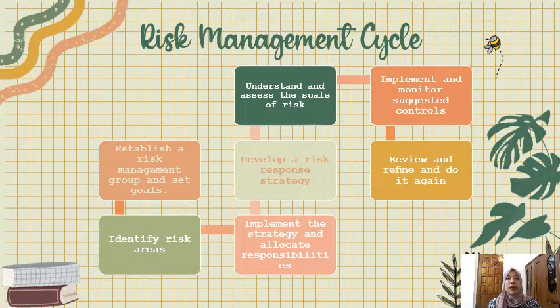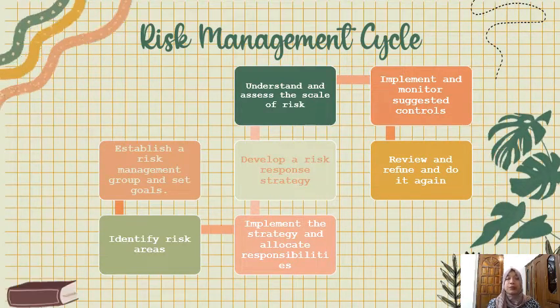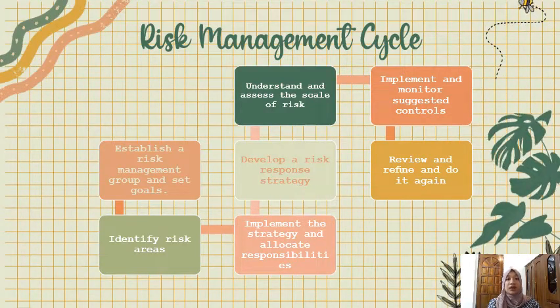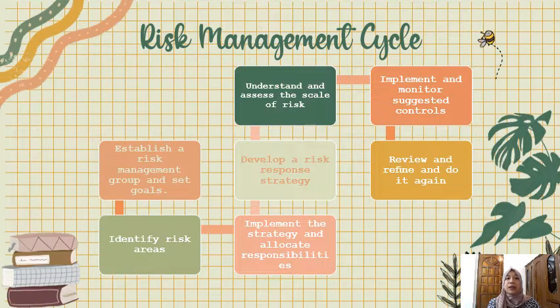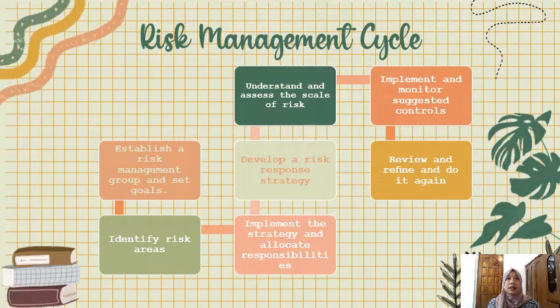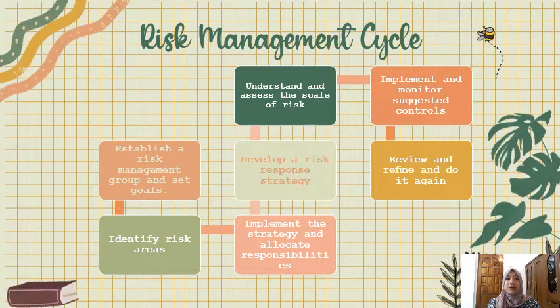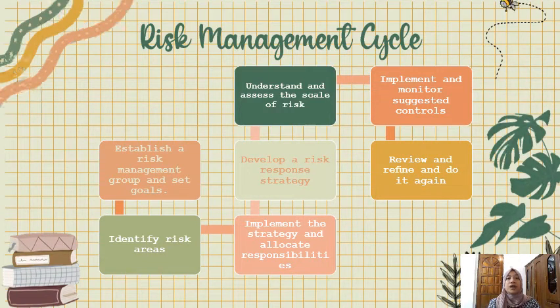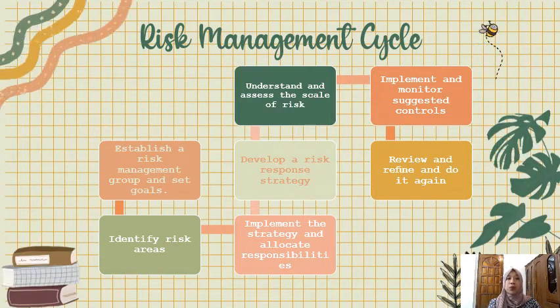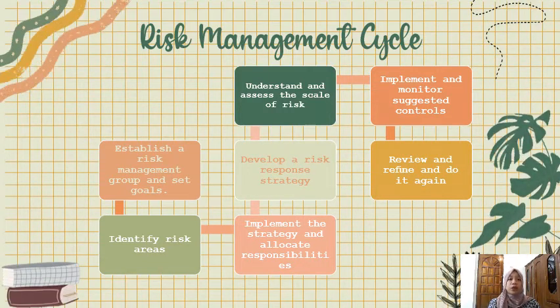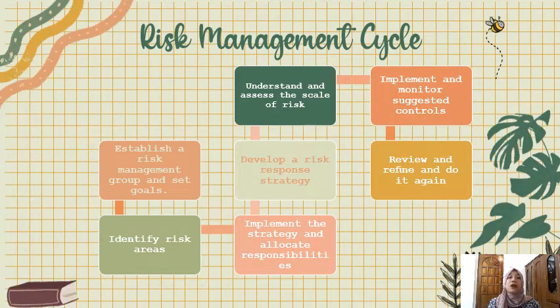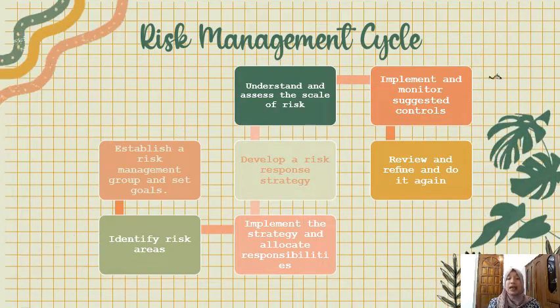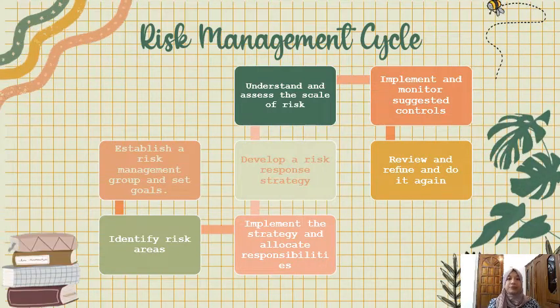So, the risk management group should be empowered to monitor the effectiveness of the actions being taken in each specific area, as this can be affected by internal and external factors, such as changes in the marketplace or the introduction of new computer systems. Next step is review and refine and do it again.